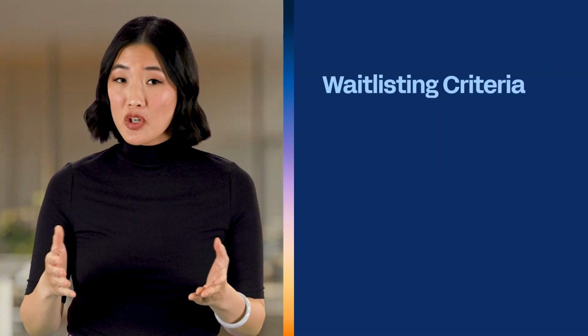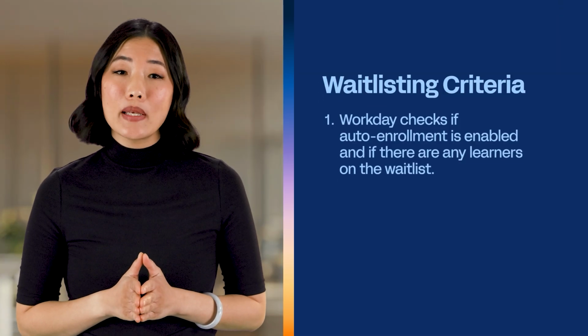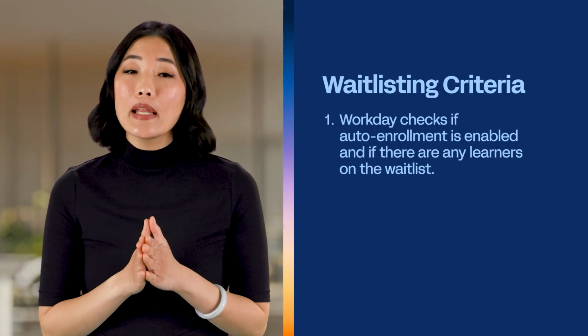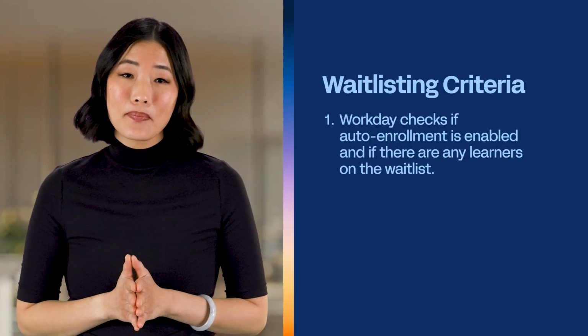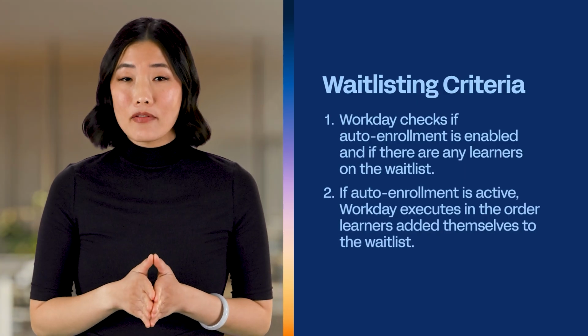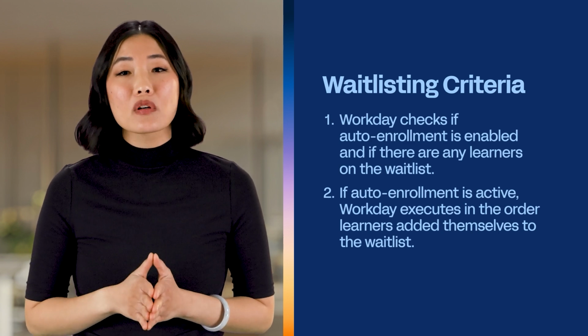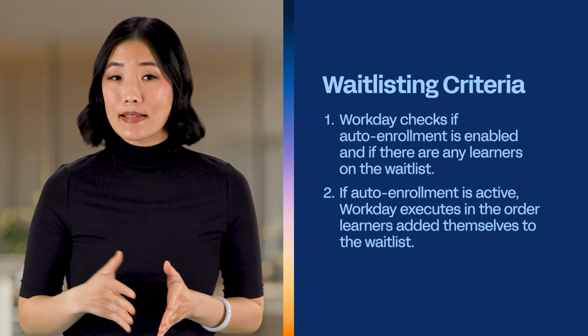When a seat in a course offering with the waitlist becomes available, Workday reviews the waitlisting criteria. First, it checks if auto enrollment is enabled and if there are any learners on the waitlist. If auto enrollment is active, Workday enrolls learners in the order they added themselves to the waitlist. This automation eliminates manual intervention, ensuring available seats are filled promptly.